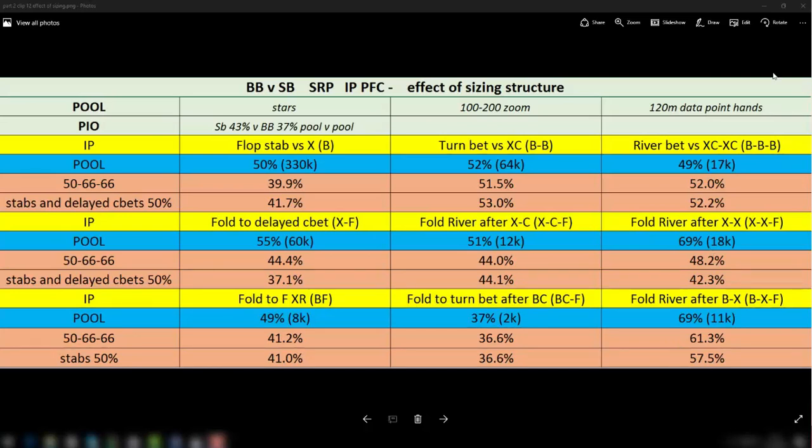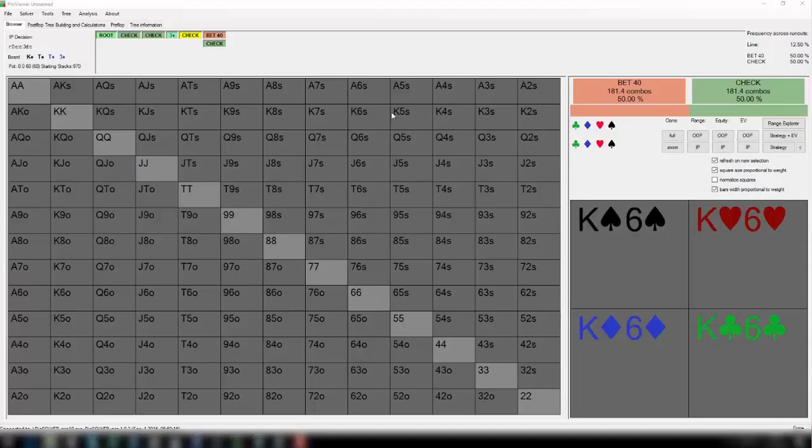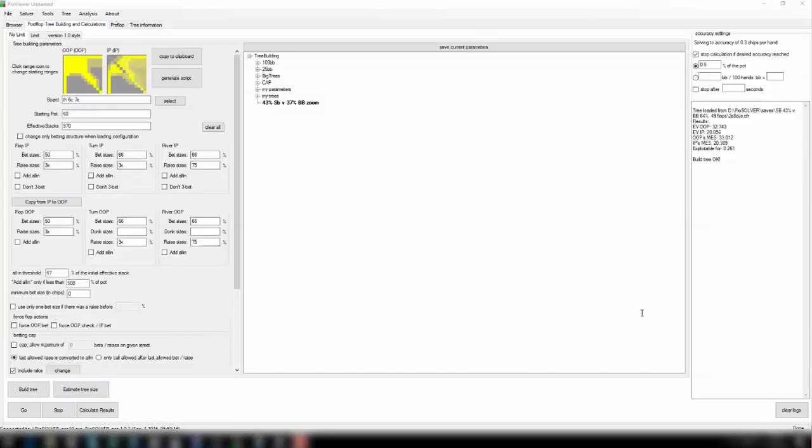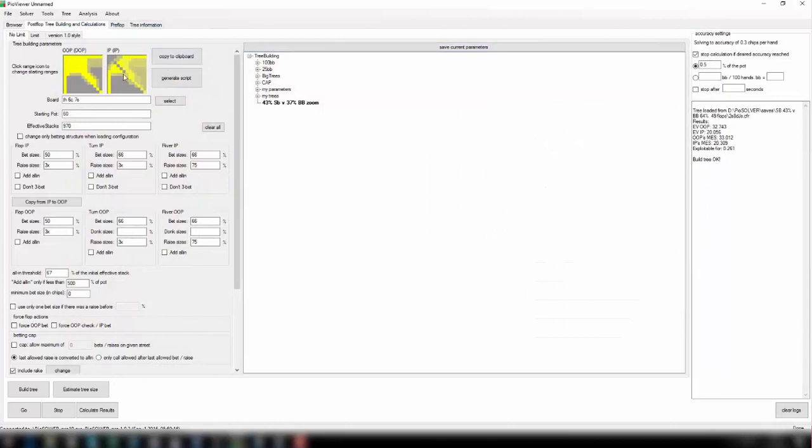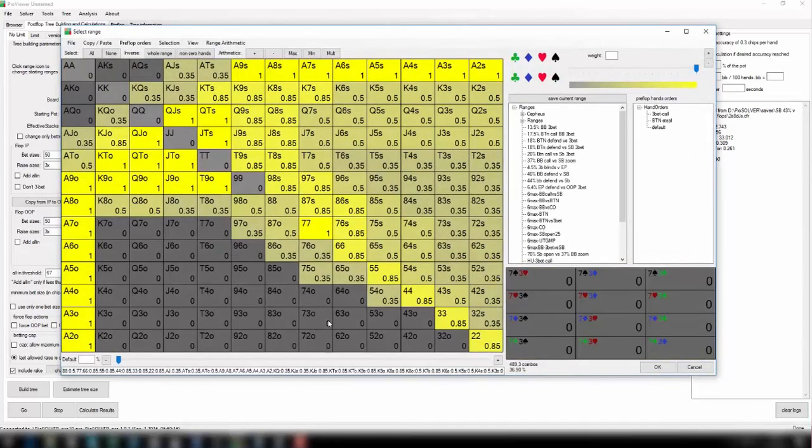Now let's move on and talk about the effect of pre-flop ranges. So I explained earlier for the scenario of small blind versus big blind single raise pot why I chose the ranges of 43% and 37%: because that's what the average pool data was showing me from the mass database analysis of what the pool was playing in each of those spots. 43% in the small blind, 37% defend in the big blind.